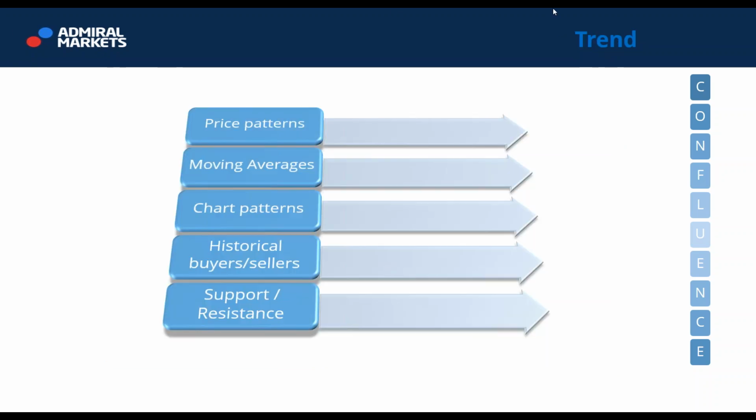So for trend trades, guys, you watch for price patterns, moving averages, chart patterns, historical buyers and sellers, support and resistance. I mean, for some people it might be too much, right? But for me it's not, because it all boils down to one thing, and it's called confluence, guys. Confluence is what will make a difference and what can make a difference in your trading.